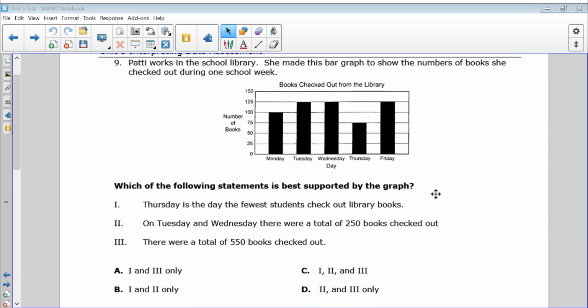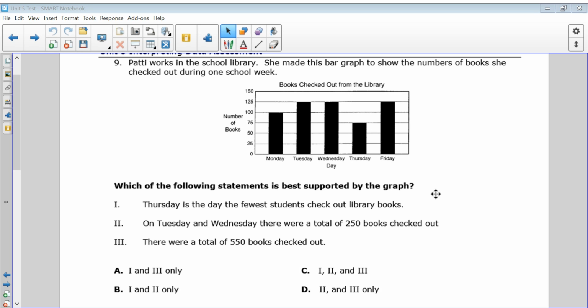Question 9. Patty works in the school library. She made this bar graph to show the number of books she checked out during one school week. Which of the following statements is best supported by the graph? 1. Thursday is the day the fewest students check out library books. 2. On Tuesday and Wednesday, there were a total of 250 books checked out. 3. There were a total of 550 books checked out.